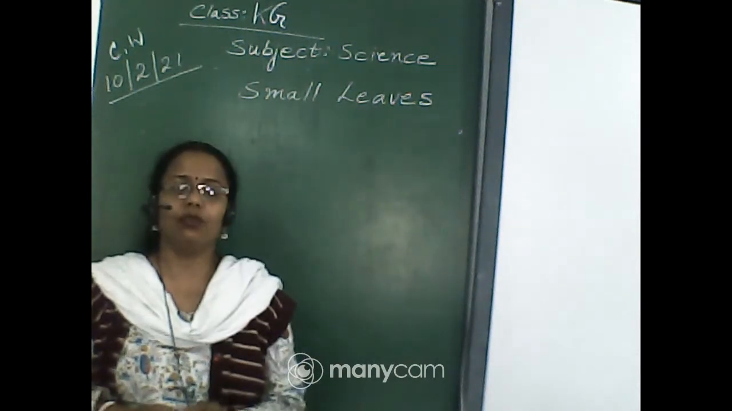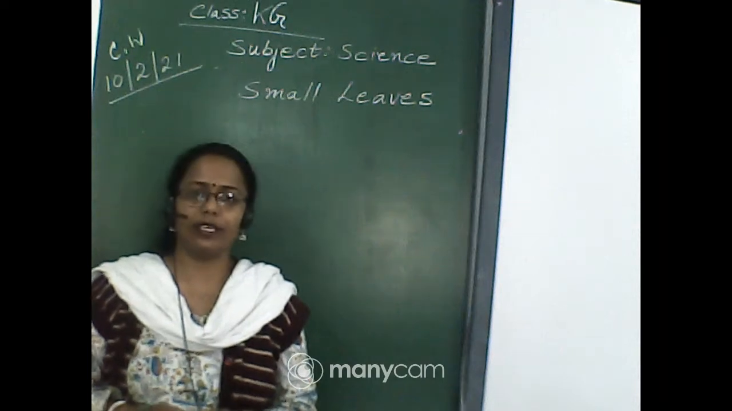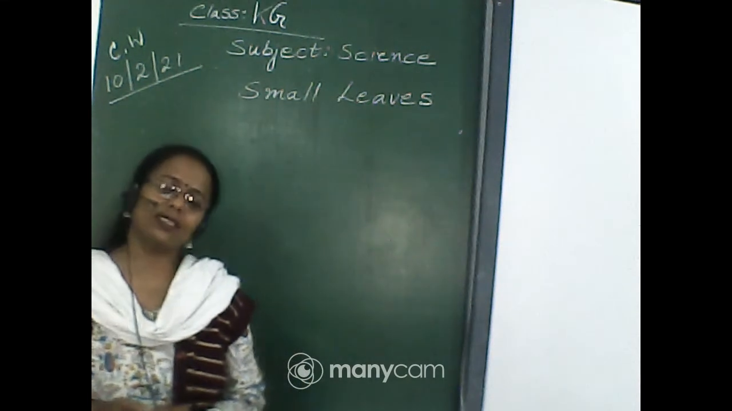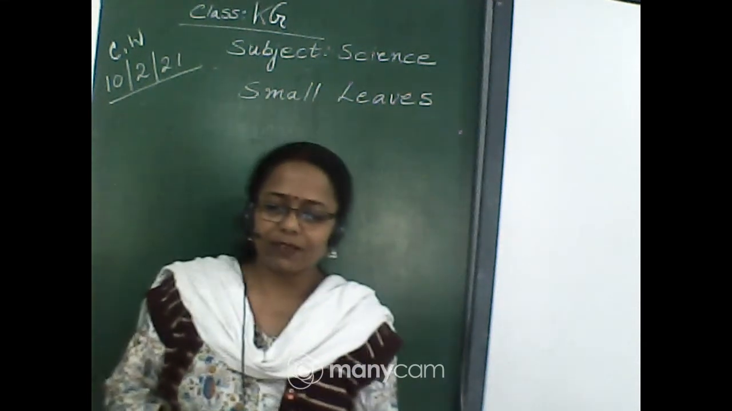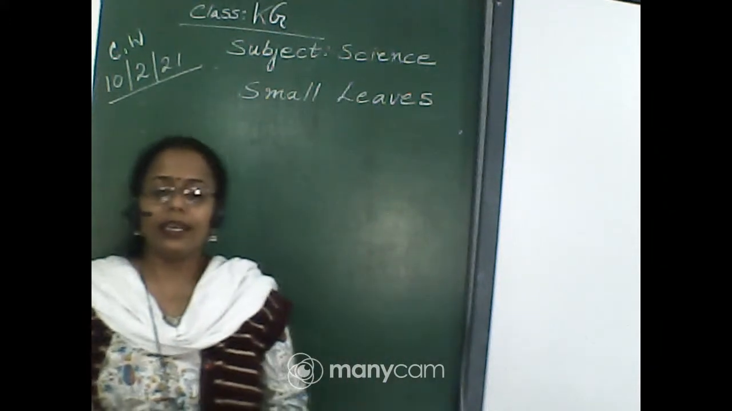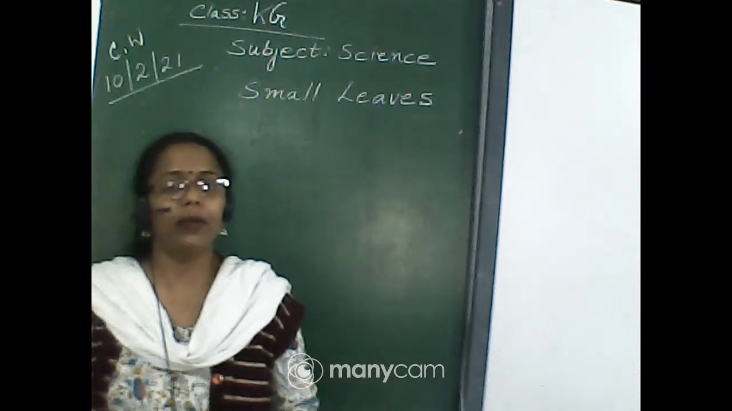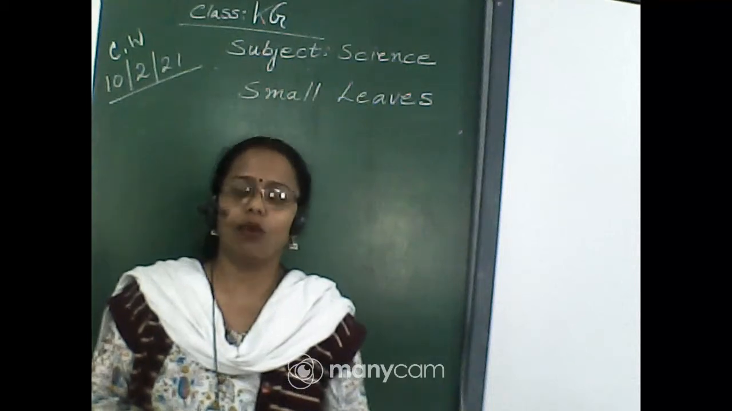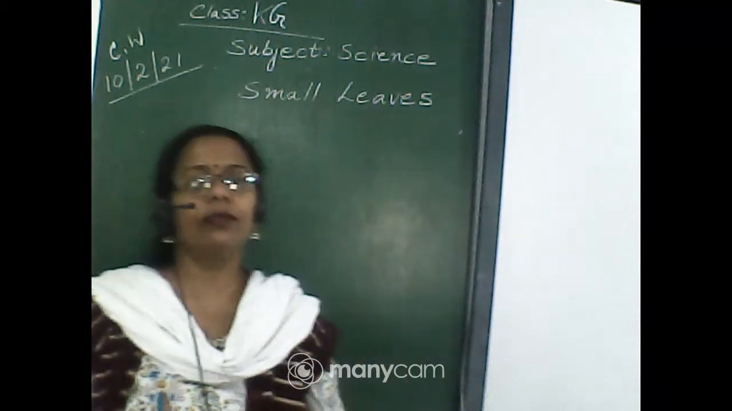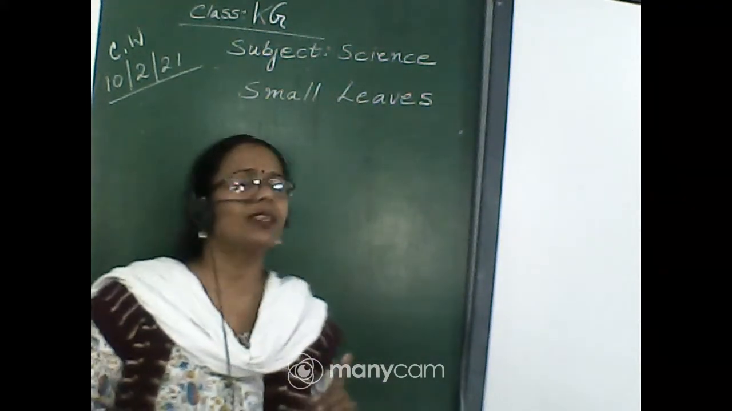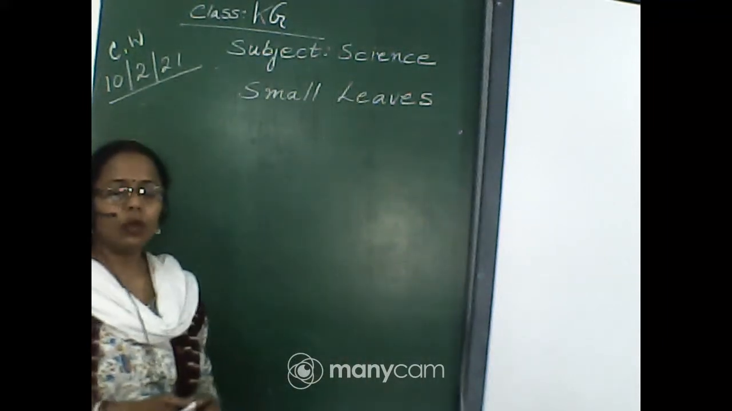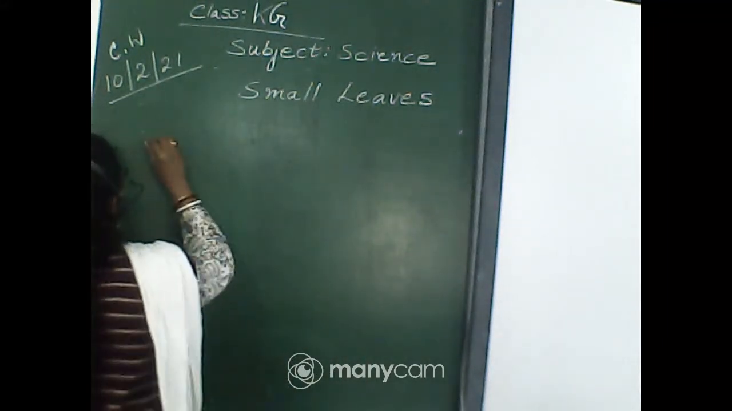Then after, we will do one activity class on it. Okay, ready students? So let us draw. Very good. Now let us take our pencil, eraser and our copy, and let us draw. Yes, after big leaves, now small leaves. So the first one is the tulsi leaf.